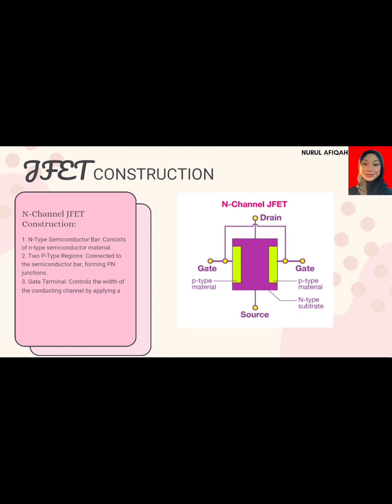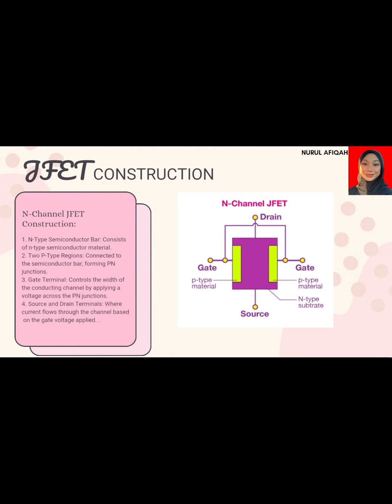Junction field effect transistors (JFETs) have two main structures, the N-channel and the P-channel. In an N-channel JFET, a semiconductor bar of N-type material is connected to two regions of P-type material forming a PN junction. A voltage applied across this PN junction controls the width of the conducting channel, affecting the current flow.